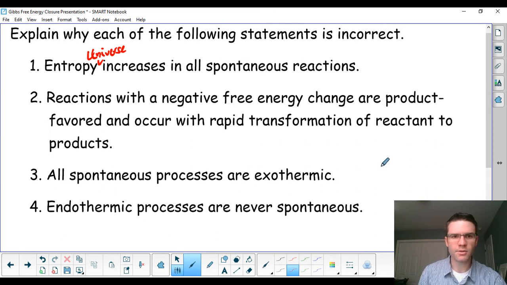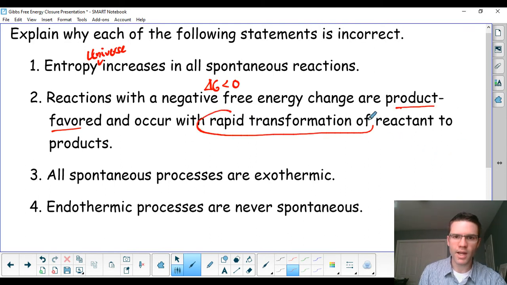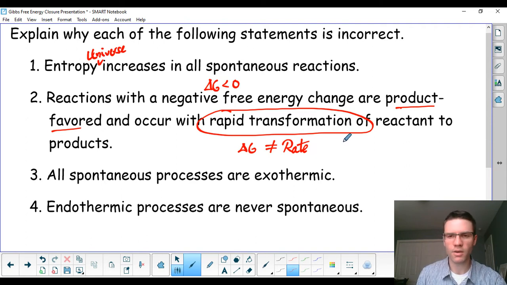Number 2 says reactions with a negative free energy, that's Gibbs free energy, delta G less than 0, are product favored and occur with rapid transformation. The first part is true, they are product favored. But the rapid transformation is saying the rate of the reaction. Well, Gibbs free energy does not tell us the rate of a chemical reaction. They're independent of one another. You cannot determine whether the reaction is quick or slow based on the Gibbs free energy. So this statement would be false. You'd have to remove that last part of it.